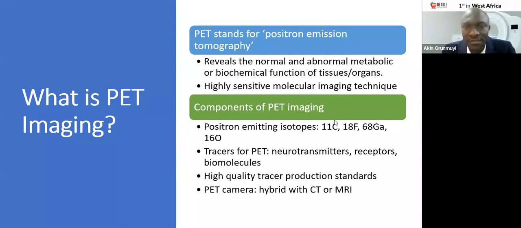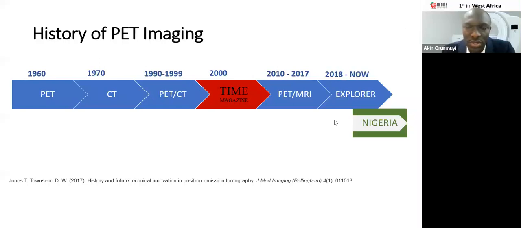So PET has not been available in Nigeria because it requires access to a cyclotron. And a cyclotron is a very technical piece of equipment. It's about the same severity in terms of standards with pharmaceutical production. So as a result, Nigeria just got into PET imaging recently, even though PET started way back more than 60 years ago, when the first PET scanners were designed in the 60s.